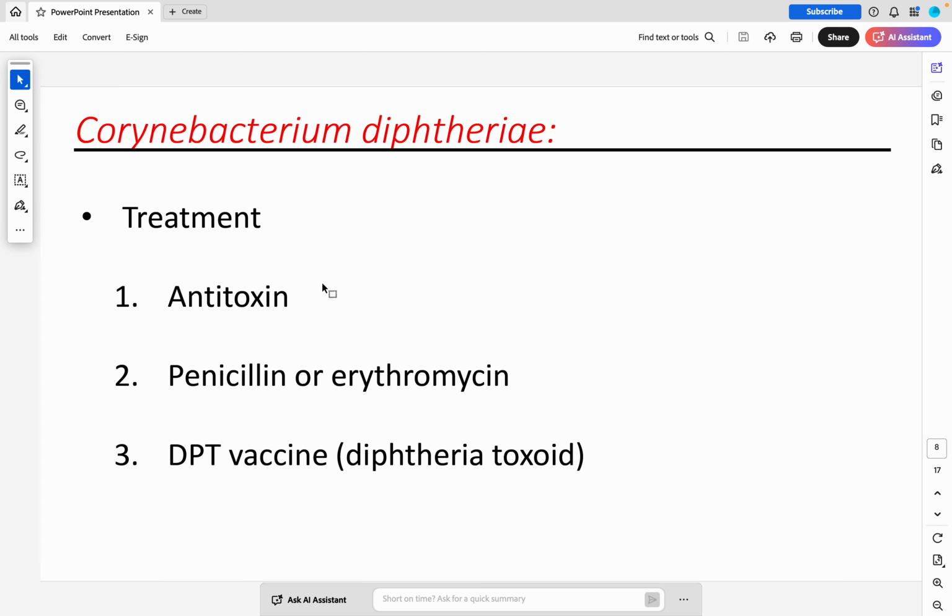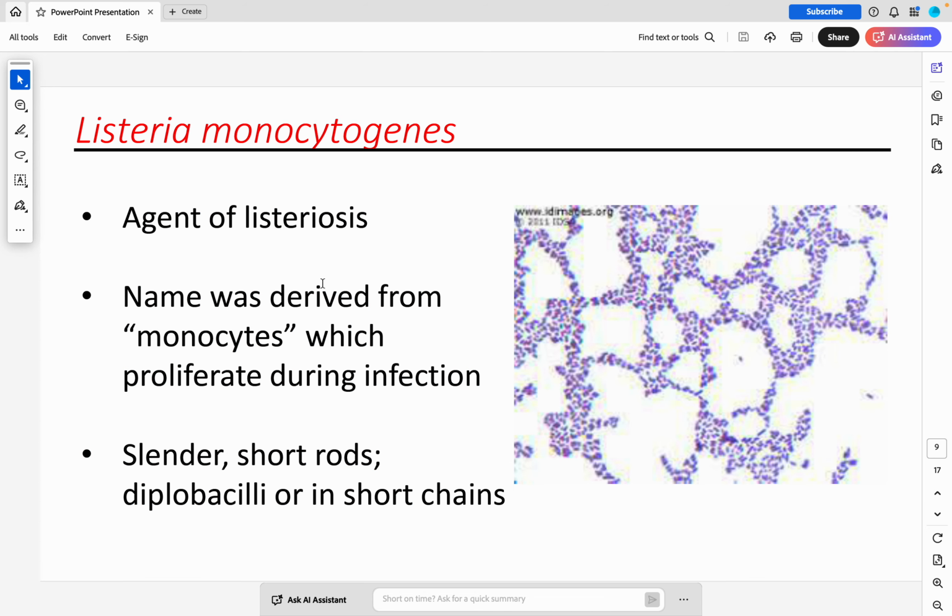So how is C. diphtheriae treated? It can be treated with the use of an antitoxin. For antibiotics, penicillin and erythromycin can be used. And there is also a vaccine. As I mentioned, diphtheria toxoid has been utilized as a universally accepted vaccine for this bacterial pathogen. What else?